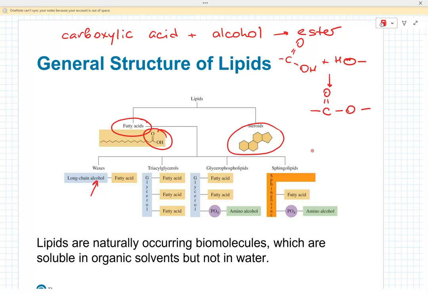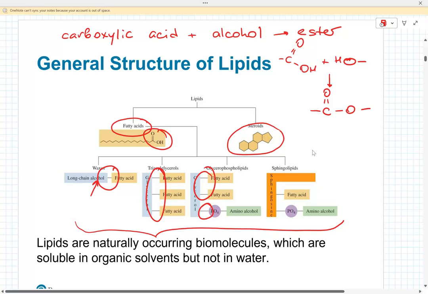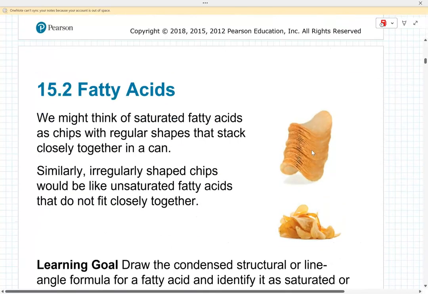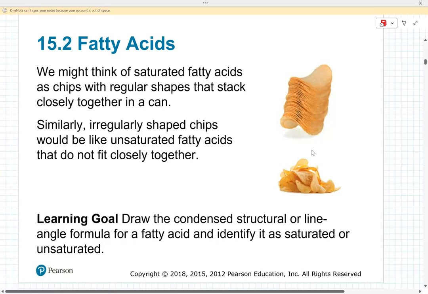They become an ester. So effectively, all these guys, in one shape or form, contain an ester functional group. They may contain 1, like in waxes, 3, like in triglycerides or triacylglycerols, 2, well, technically this is also an ester, but overall, bunch of groups, bunch of esters. So we're going to start with fatty acids.